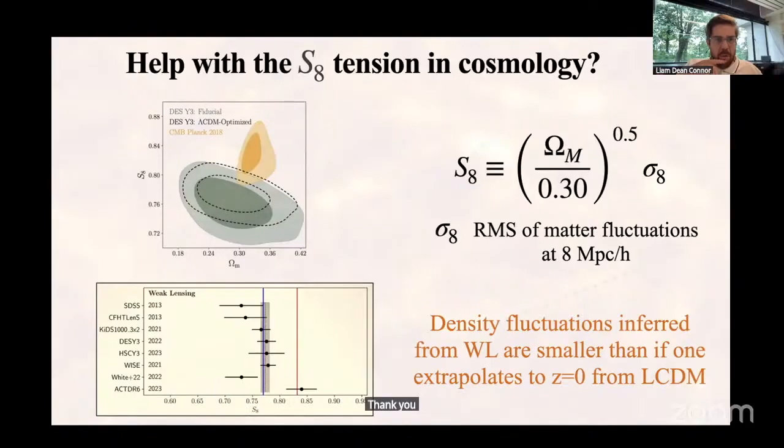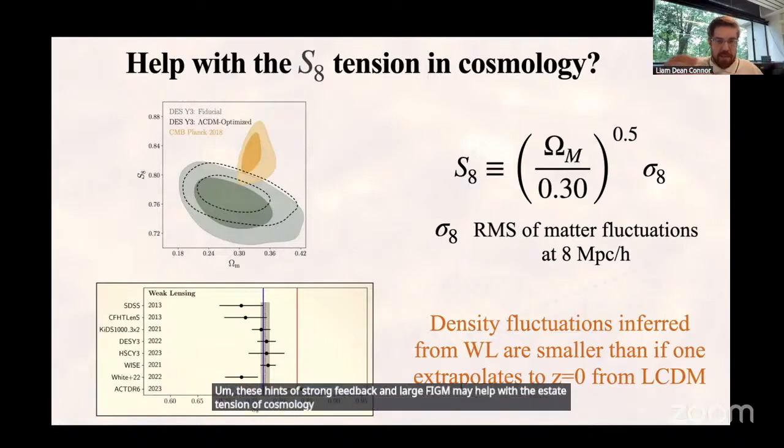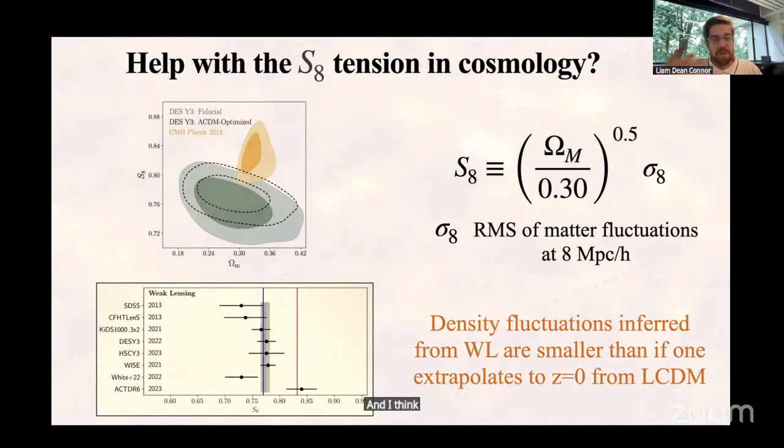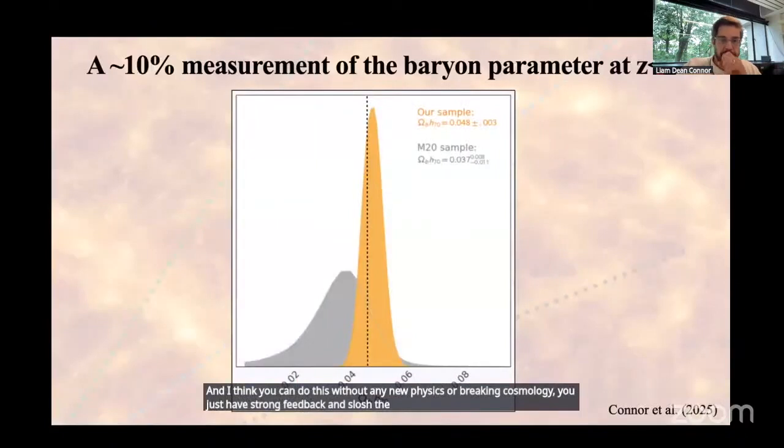Okay, I might try to whiz through this real quickly, but these hints of strong feedback and large FIGM may help with the S8 tension in cosmology. Just this basic idea of smoothing out the matter distribution. This tension comes from a disagreement between the inferred matter fluctuation amplitude from the CMB and what one actually measures with weak lensing. And I think you can do this without any new physics or breaking cosmology. You just have strong feedback and slosh the baryons around.